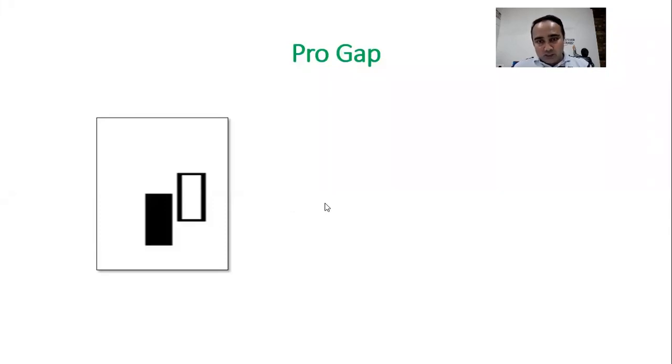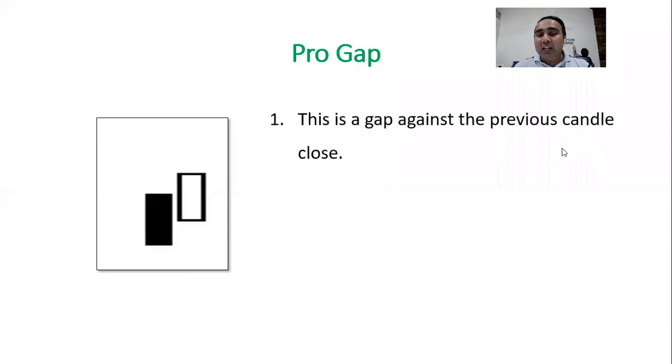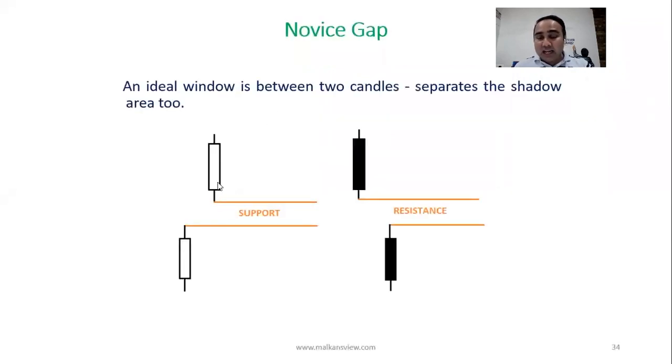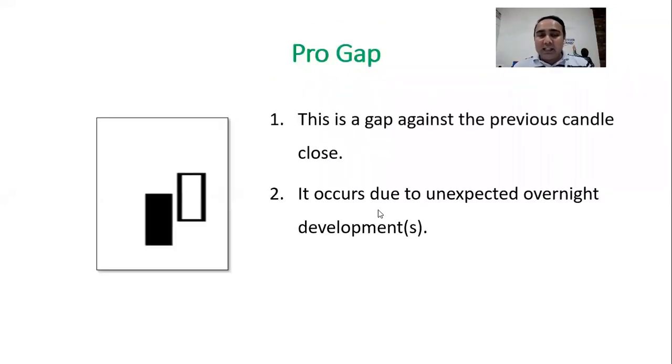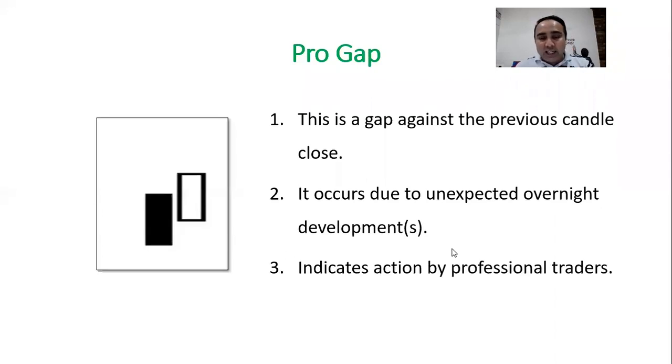And how do we use this? First of all, this is a gap against the previous candle close. Against means ulta, opposite. Whereas if you see, this is in the direction. This is not against. It is in the direction of gap up and gap down. And this is against. Second, it occurs due to unexpected overnight development. Means if there is news like a global market event or any announcement or any policy or any Saturday, Sunday event, that time this can happen. And this gap is generally created by the professional traders. That means a layman generally gets trapped in this, and professionals take advantage of this.